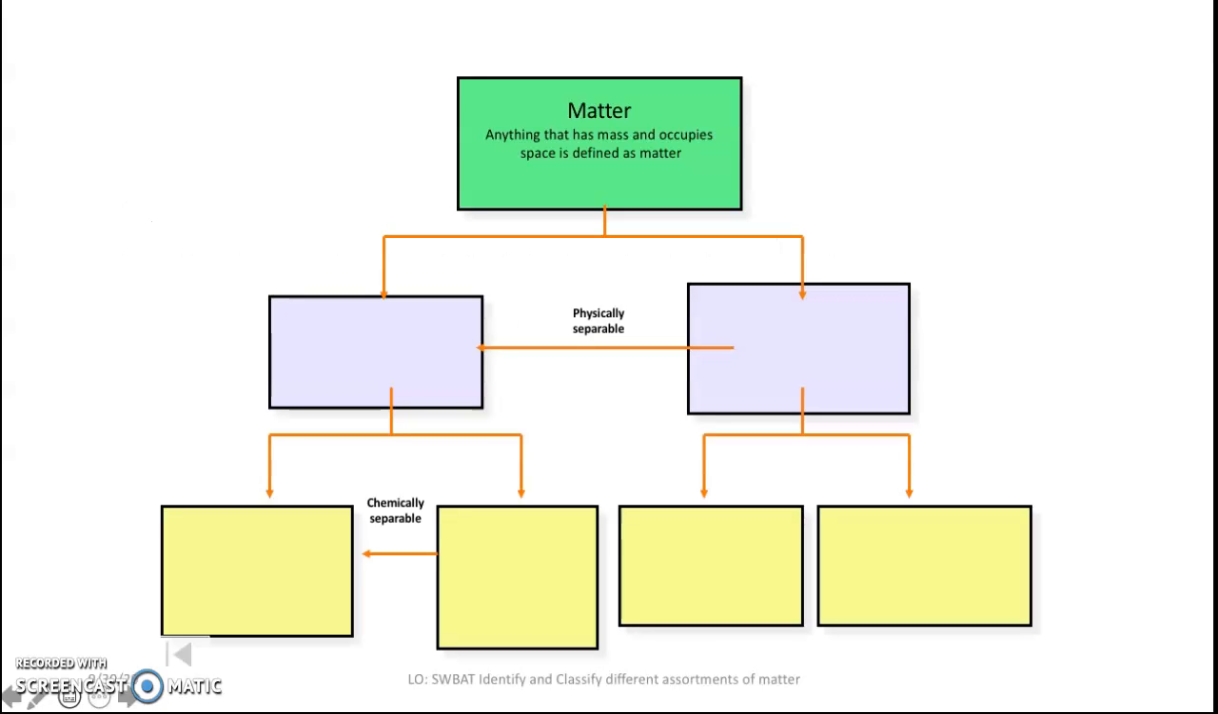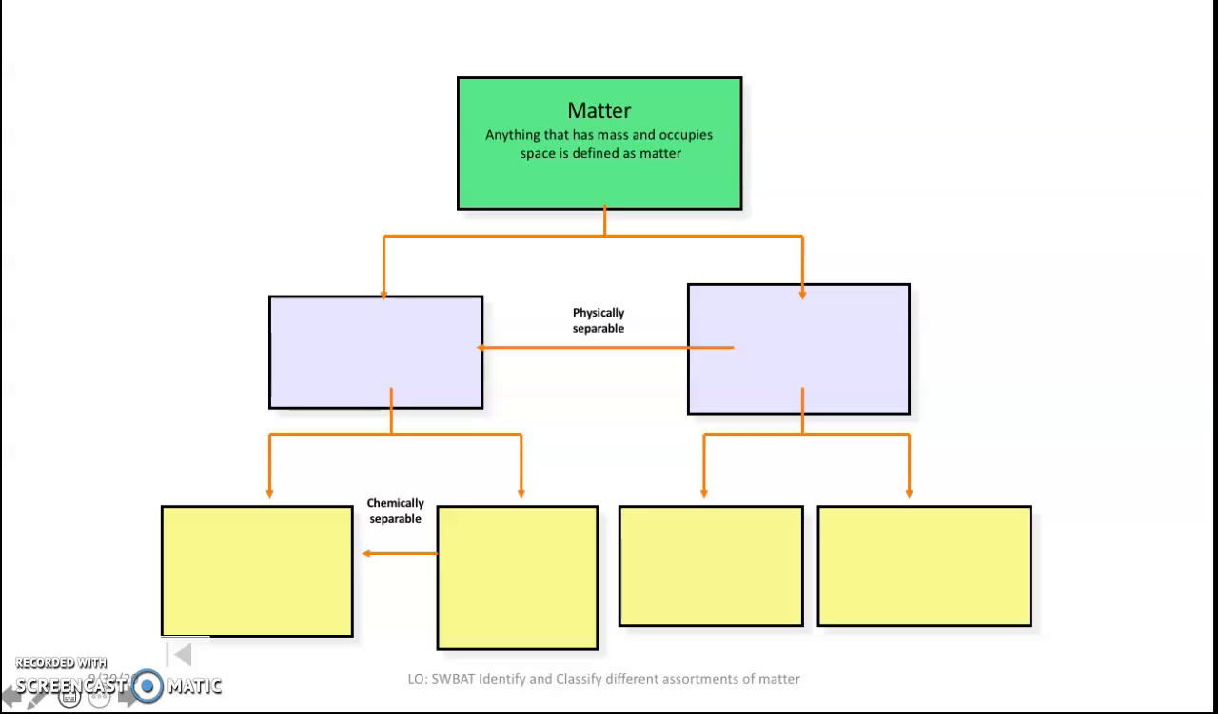So, matter is anything that has mass and occupies space. Anything that has mass and occupies space is matter. As long as I can find the mass and the volume of you, you are fine. So, technically, matter is anything that has density, right?